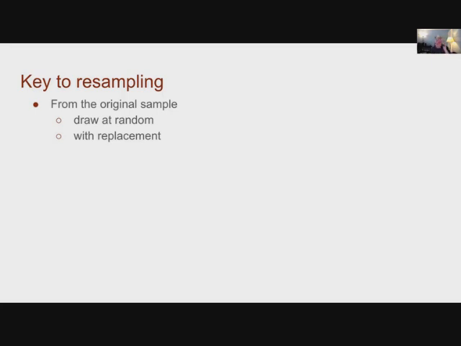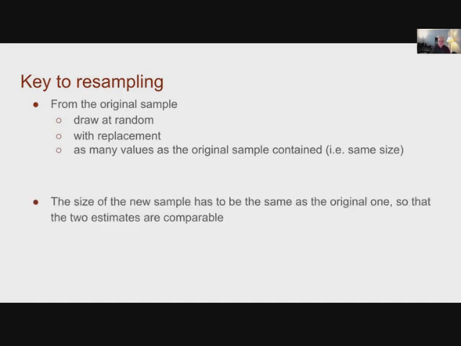So the key here is that we're going to do it with replacement. We're just going to draw randomly from that. When we take a value, we'll put it back, and then we're going to draw again. And we're going to do it the same number of times. And that is going to allow us to compare the resamples to the original sample. So that is kind of the groundwork. Those are the rules.